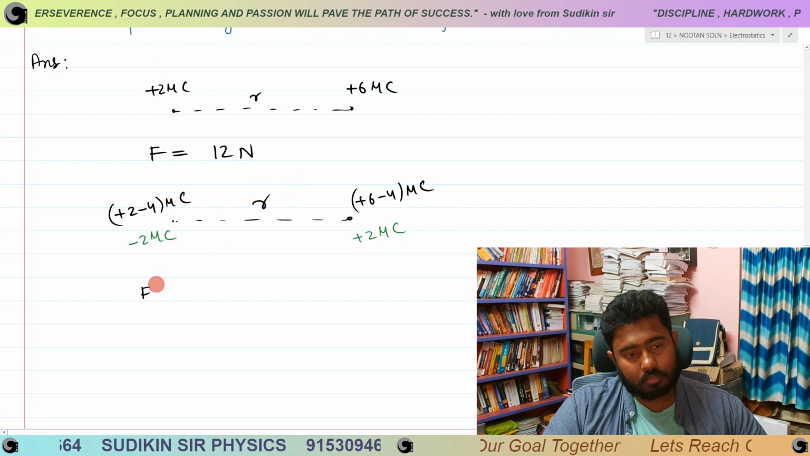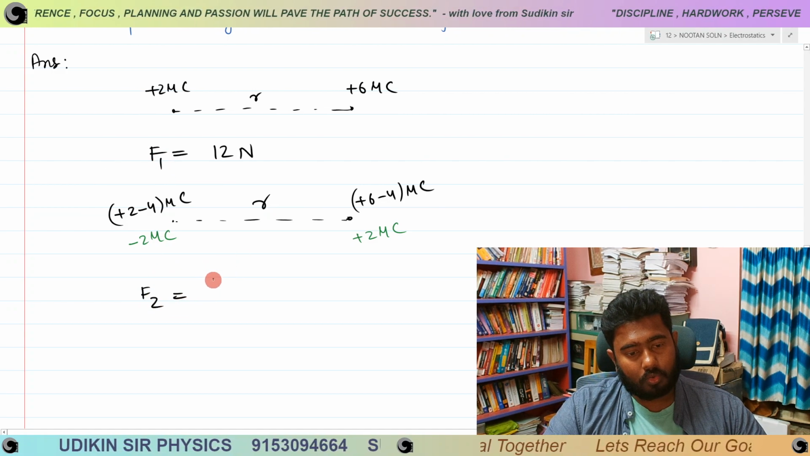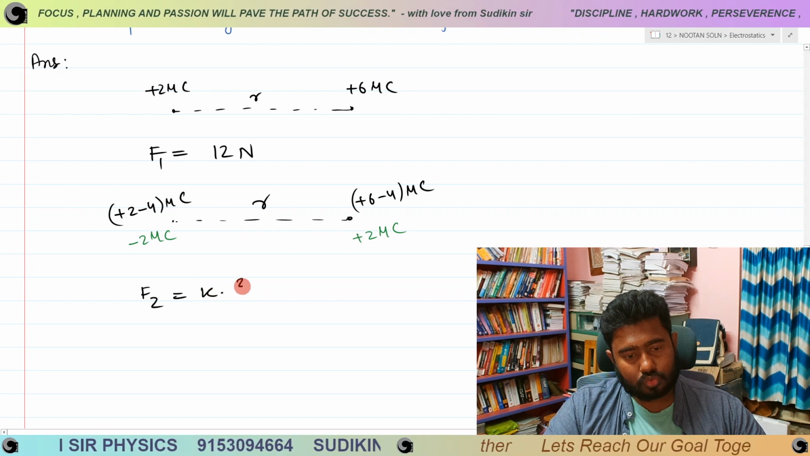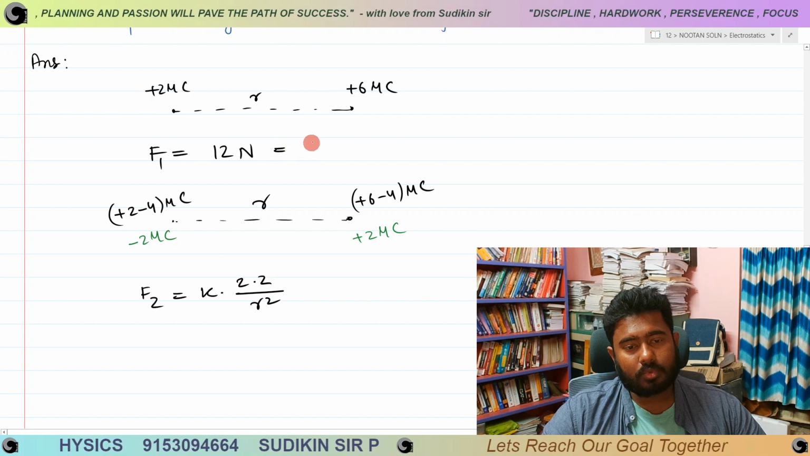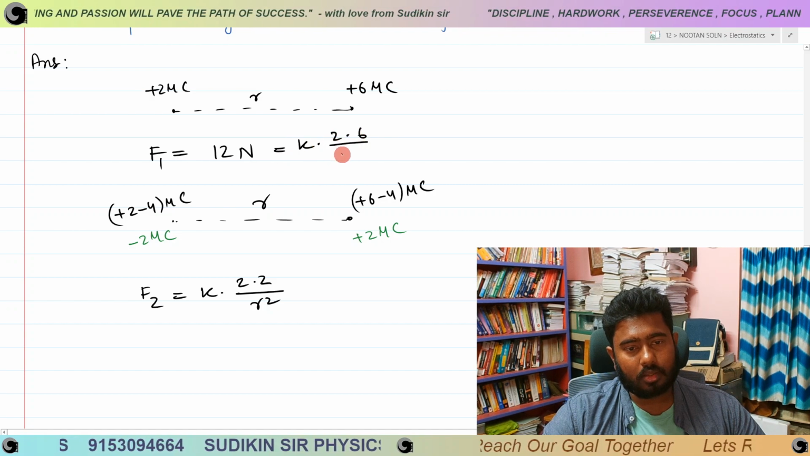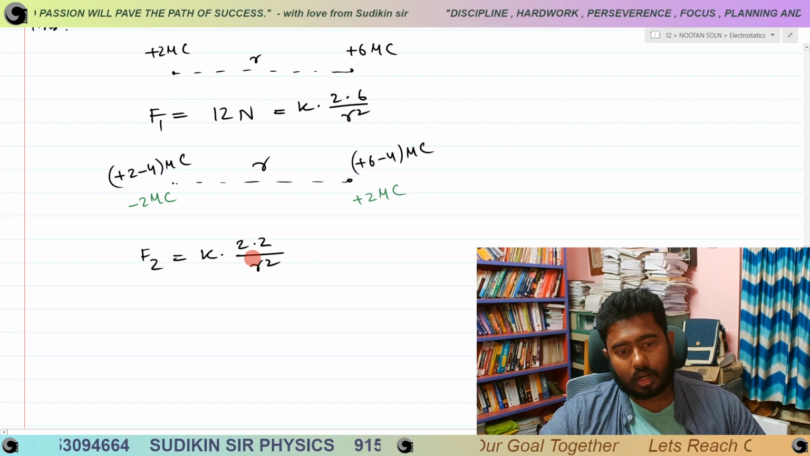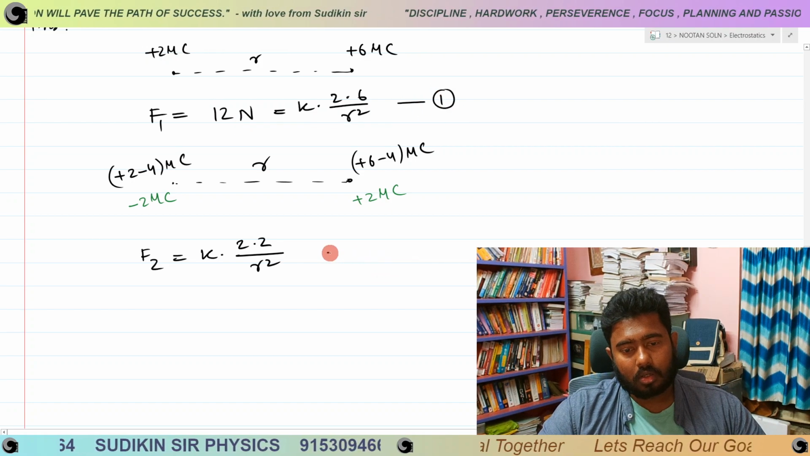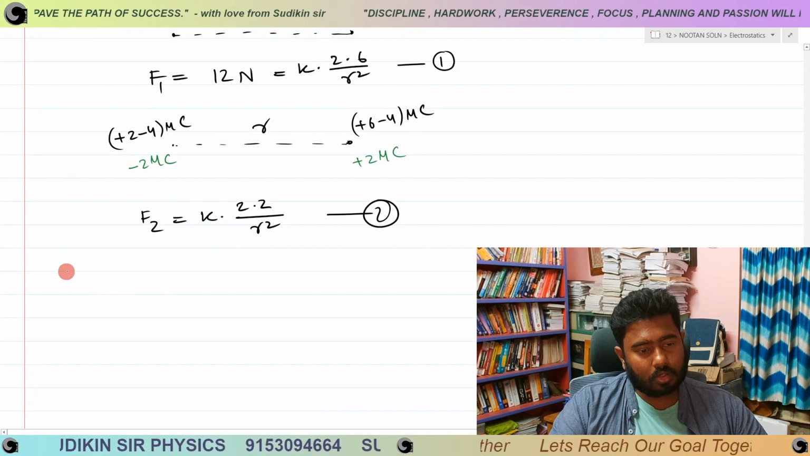So this time, if it is f1, say this is f2, that will be k q1 q2, that is 2 into 2 divided by r square, and this time this will be k into 2 into 6 by r square. Now as r and r are the same, and we know this fact, if we divide 2 by 1, what are we getting?